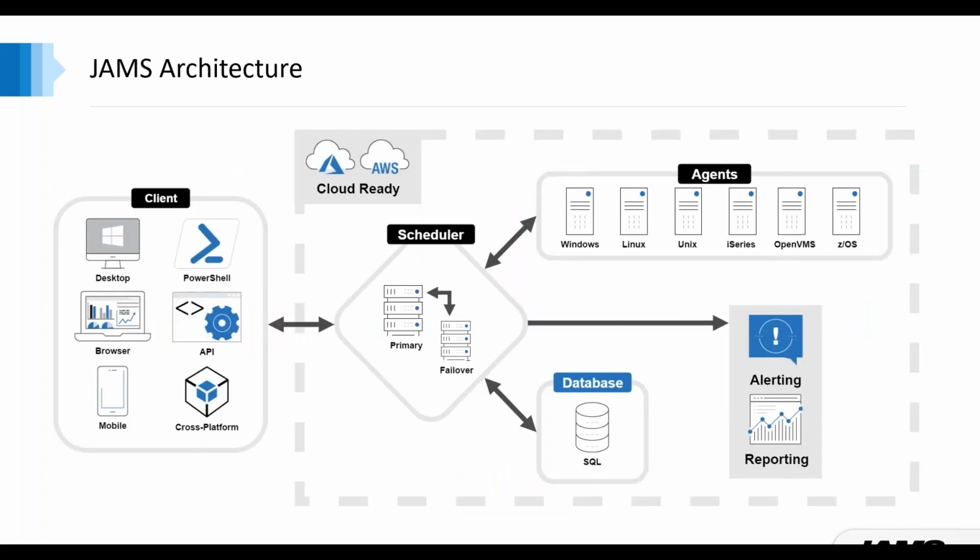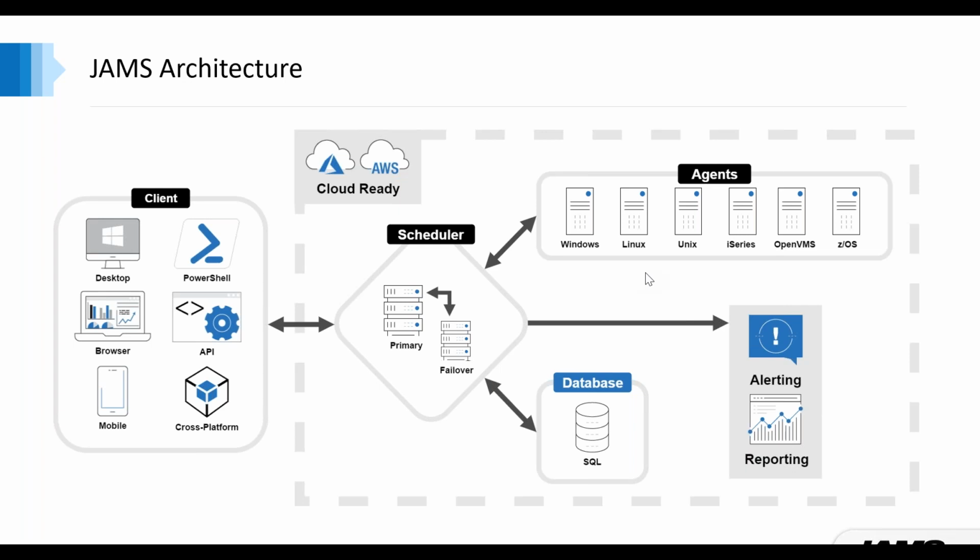Now, JAMS is comprised of two core components, the scheduler and the agents. The JAMS scheduler is the brains of everything. This is where the schedule for your jobs is managed, where dependencies are checked, where we send notifications from, and so on. The agents, on the other hand, are the muscle. They actually execute and monitor jobs on remote servers, capture log information and statistics, and then report all of that info back to the primary engine in real time.